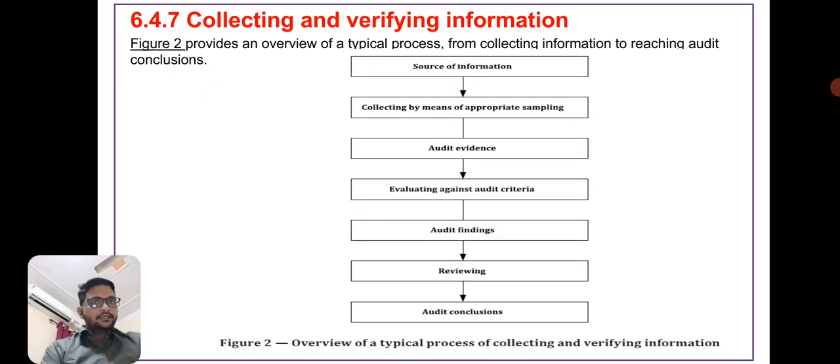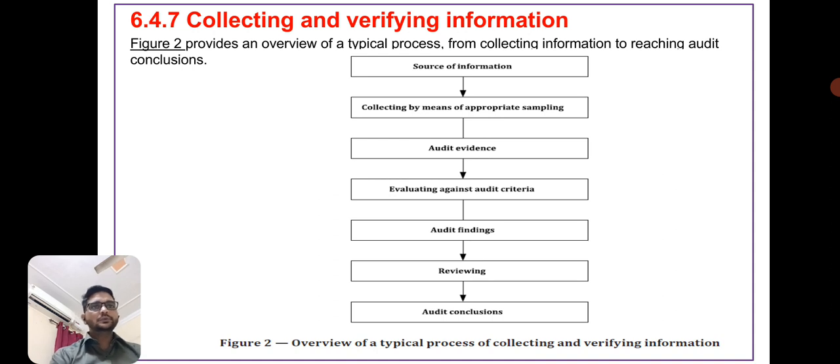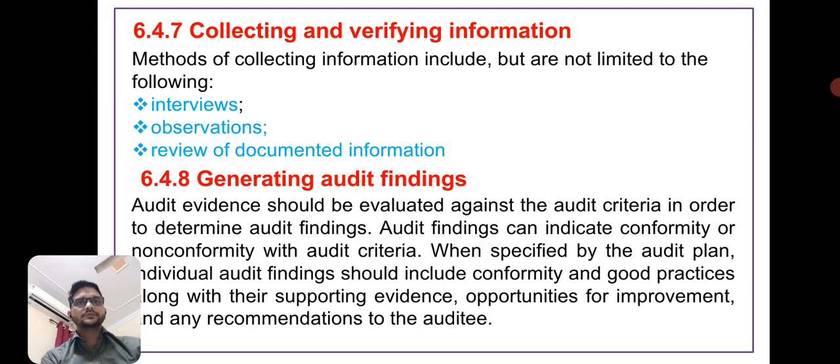These are the flow to provide an overview of the typical process for collecting information to reaching audit conclusion. The sources of information are collected by means of appropriate sampling, then audit evidences, reviewing against the audit criteria, audit findings, reviewing, and audit conclusion. This is the flow chart.